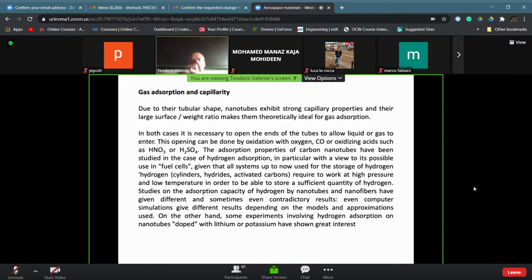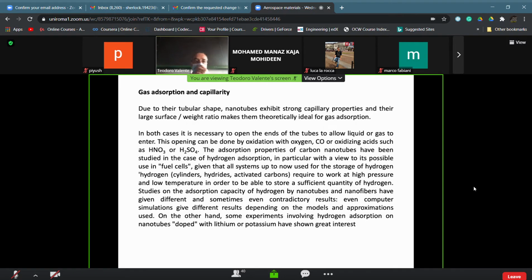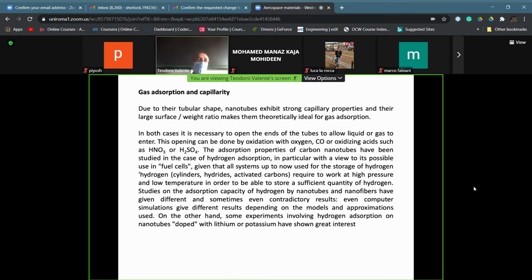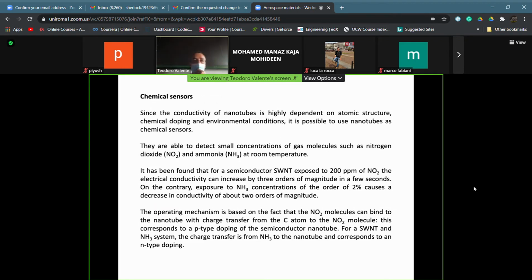I mean, for carbon nanotubes, but it is also based on this possibility to have some small structures which, when they are open at the end, can entrap liquid or can entrap gas. Due to their chemical properties, they can also be used as chemical sensors.